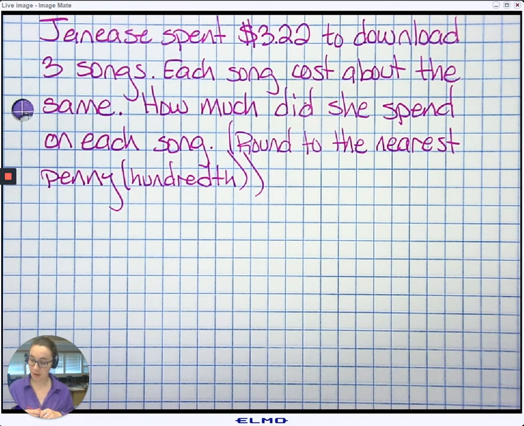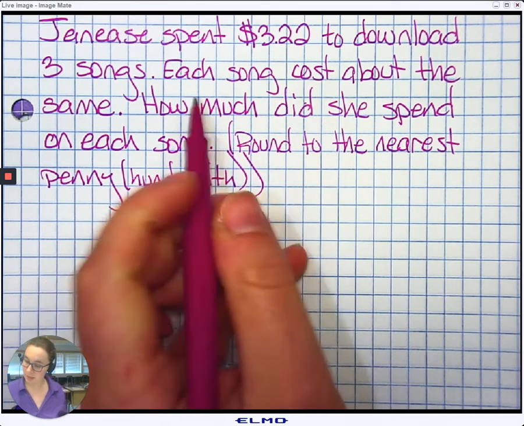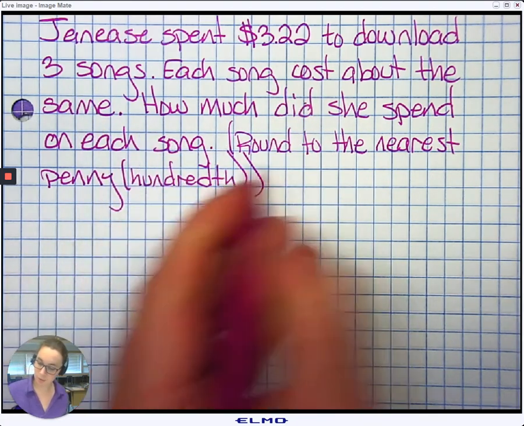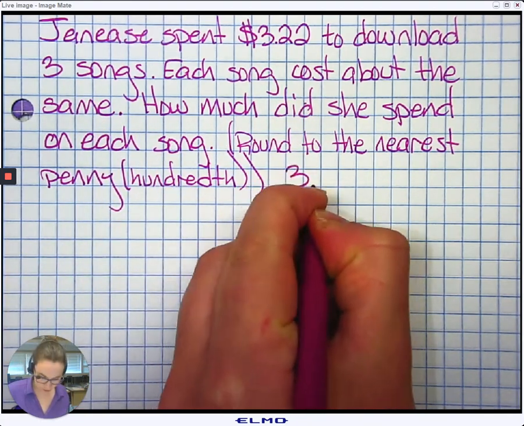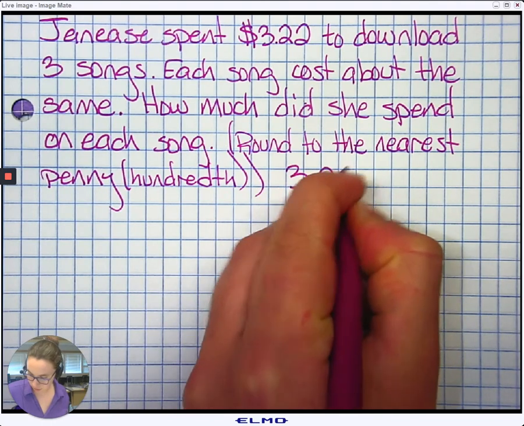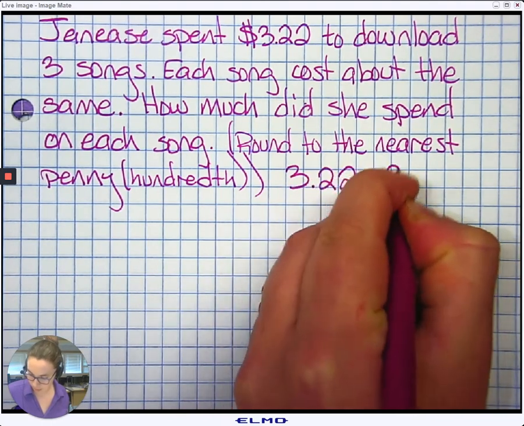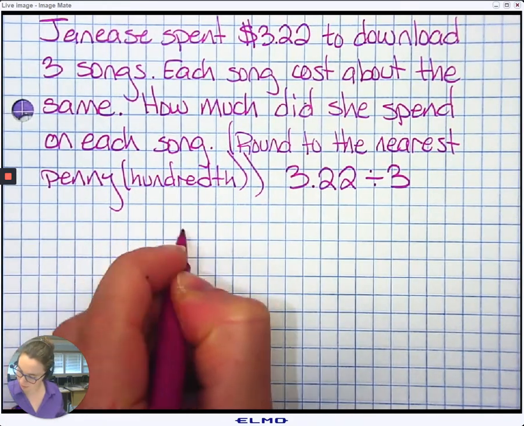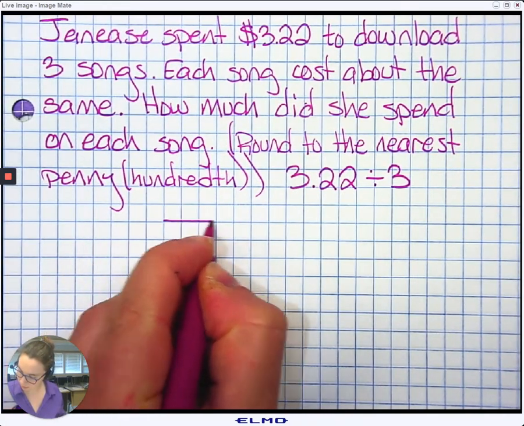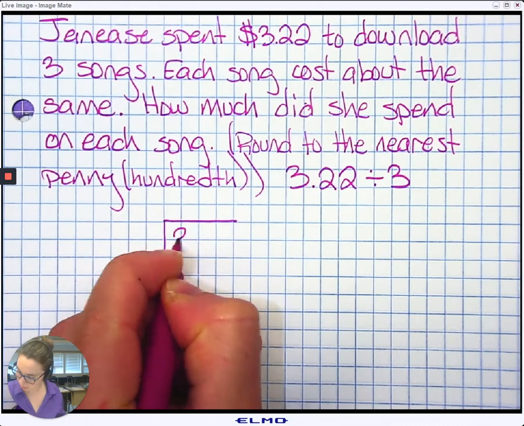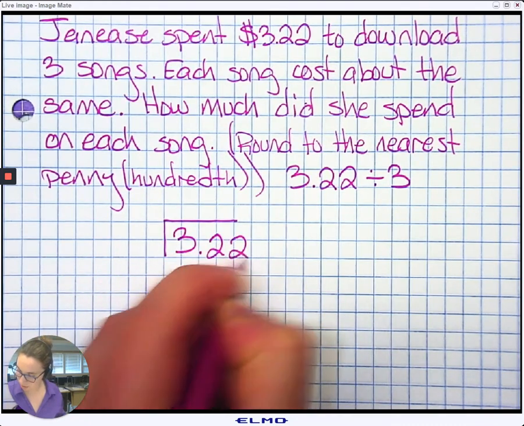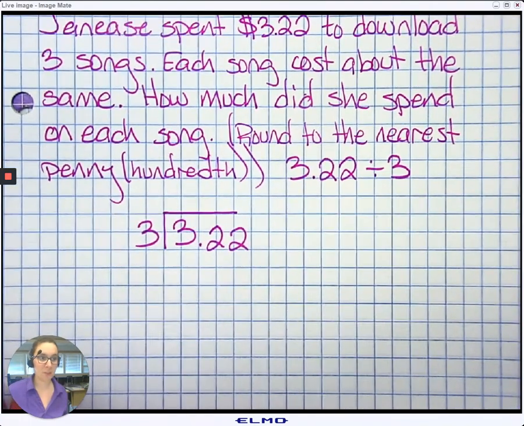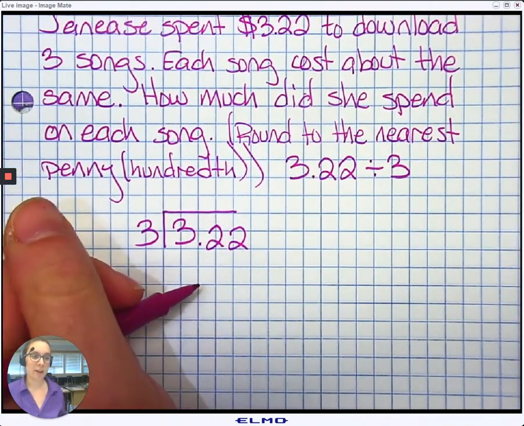So let's start out by writing the problem. In this case, she spent $3.22 to download 3 songs. Each song costs about the same. We're doing 3.22 divided by 3. Now let's write it out the regular way. I'll start about here, I think. 3.22 divided by 3. Just gotta give myself enough room. I might have to scooch up a little bit. Okay, 3.22 divided by 3.